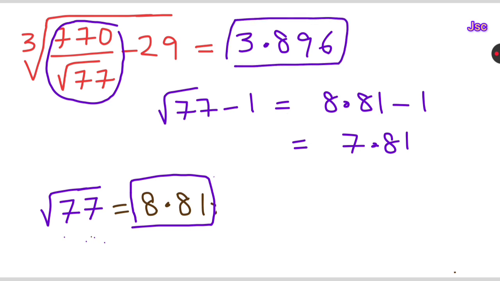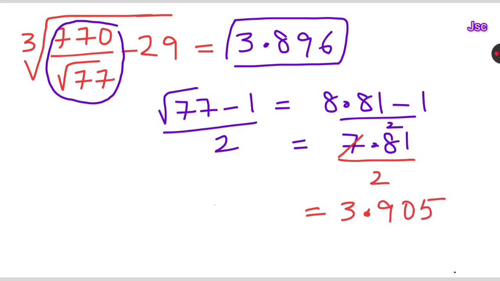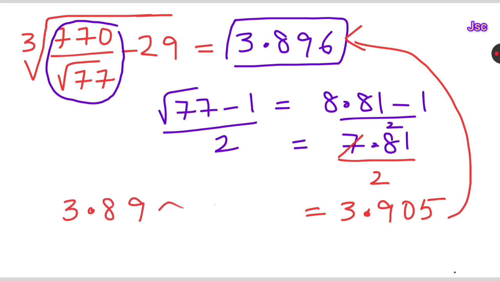So that's why now let's divide by 2. Then you will get 3.905, which is very near to our result. So our result is 3.89, which is very nearly equal to this 3.905. So either we can write it in decimal form, or we can write it in terms of root 77 minus 1 over 2.